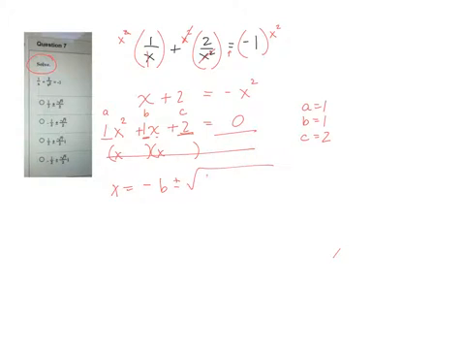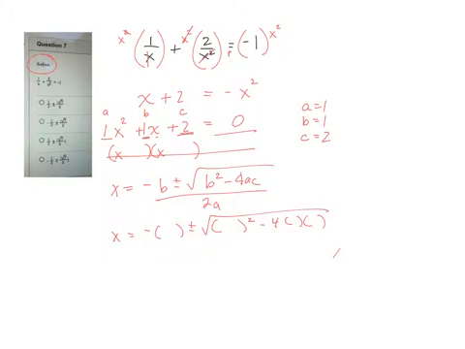So here's my formula. x equals minus b plus or minus square root of b squared minus 4ac, all over 2a. Now let's plug stuff in. b is a 1. a is a 1. And c is a 2. Okay, and then the a down at the bottom is a 1. So I come up with negative 1 plus or minus the square root of 1 squared, which would be 1.